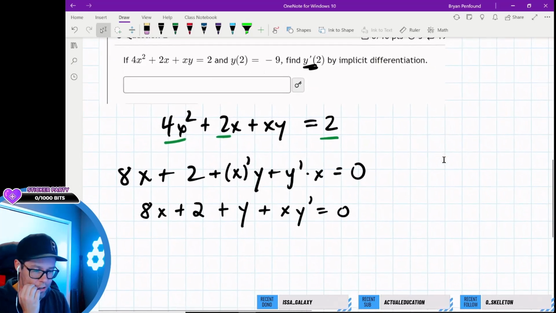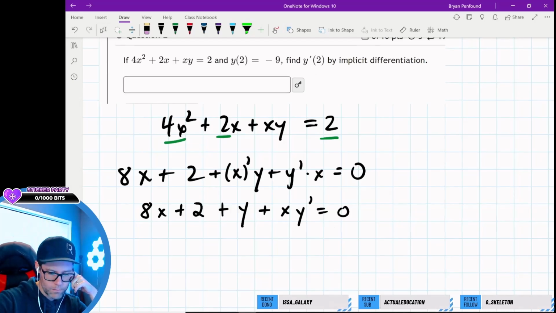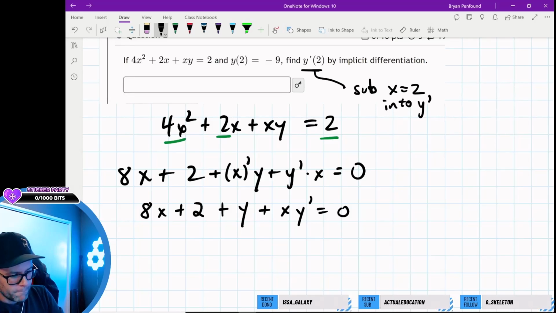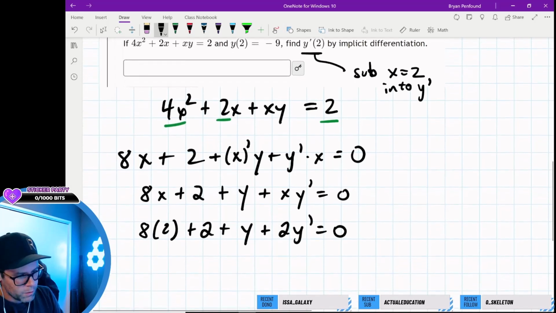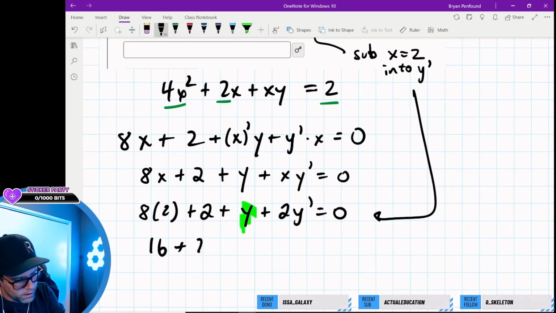They want us to eventually find y prime evaluated at 2. So what does this actually mean? This means sub x equals 2 into y prime. So we could do that, theoretically. We could say, okay, let's just sub 2 in, and we get something that looks like this. And what you're going to notice is that when we sub that x equals 2 in, we're going to be left over with this extra y bit, and we're not going to really know what to do with that immediately.